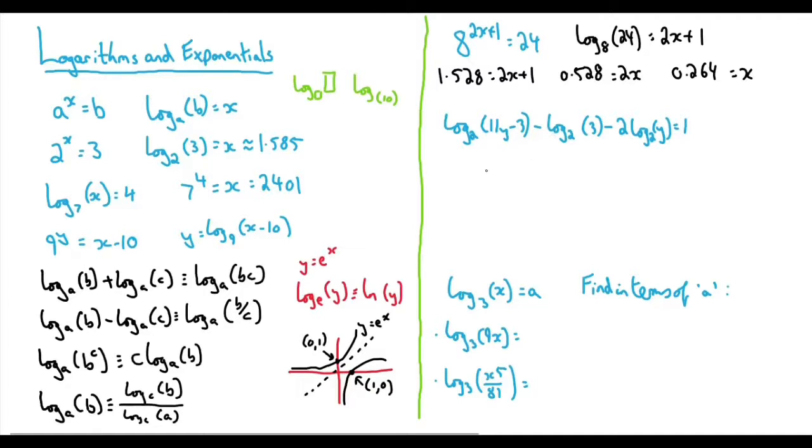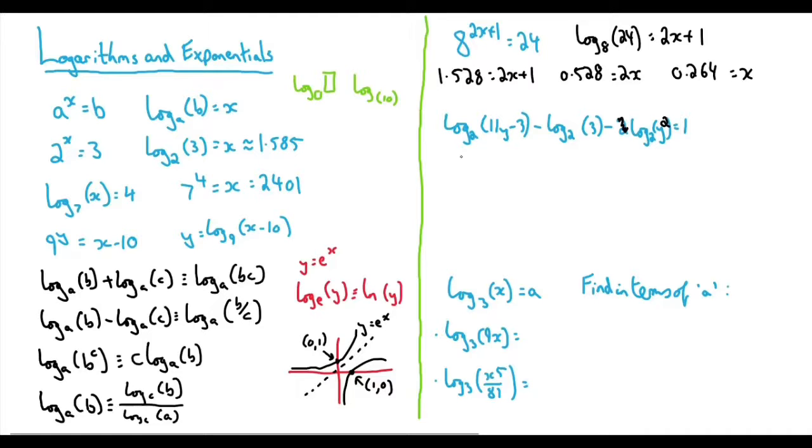We have minuses, so we know we can use the division rule. However, we need to have the same coefficients. So we don't want this 2 in front. What we're going to want to do is take this 2, remove it from the front, and bring it inside as a power here. So that is now y squared.